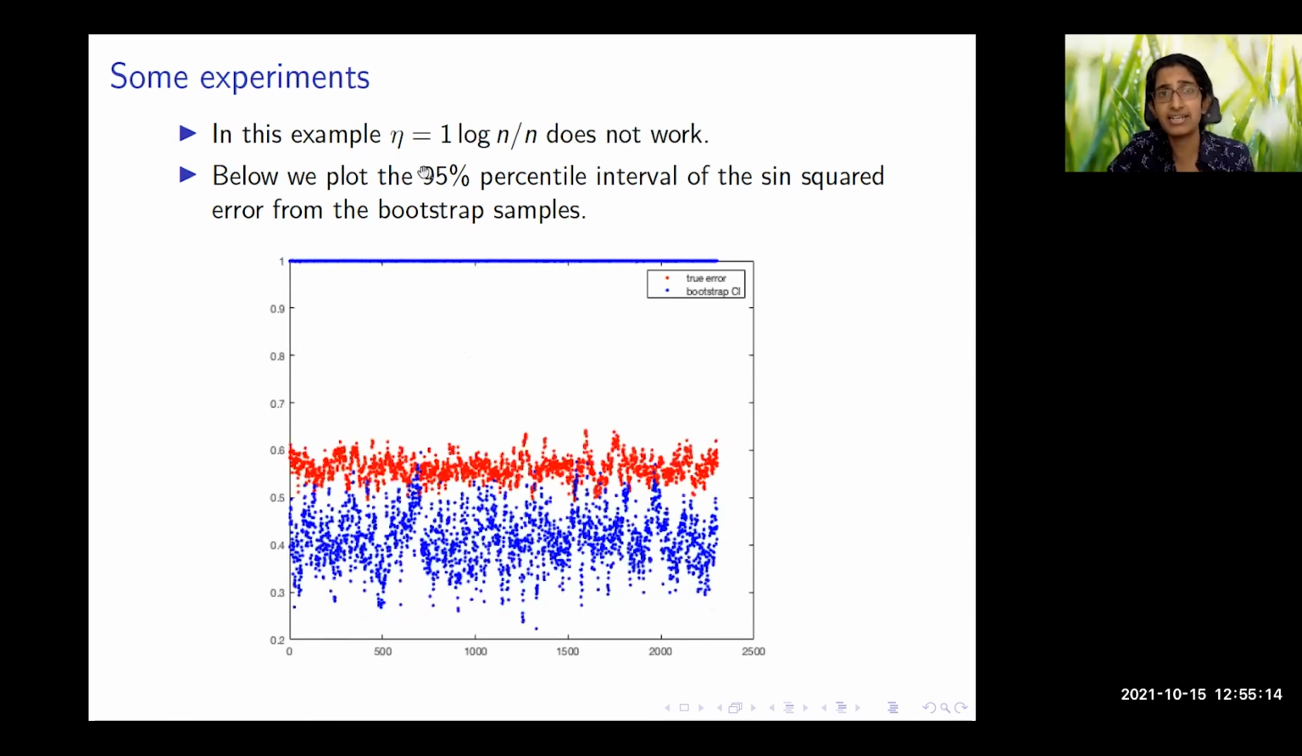And here is an eta that doesn't work, because the Oja's vector keeps oscillating back and forth a lot. You can see that here we are again plotting the 95 percentile interval of the sine squared error, and the red is the true error. It's about 0.6, and it's always in between this 95 percentile bootstrap interval. It's giving you some notion that it's not working out, things are not converging.